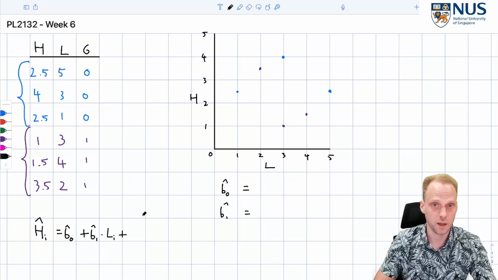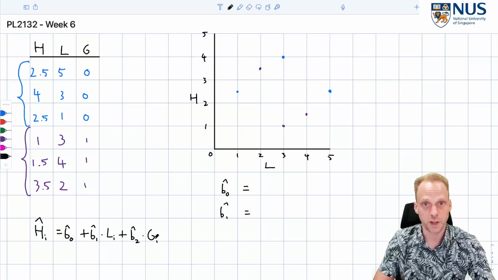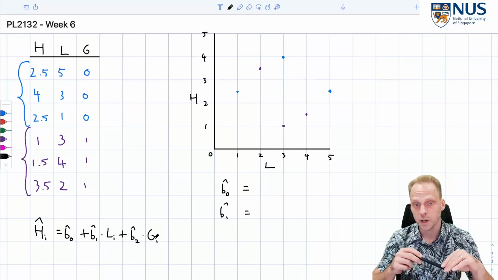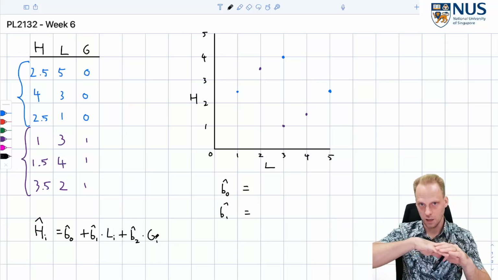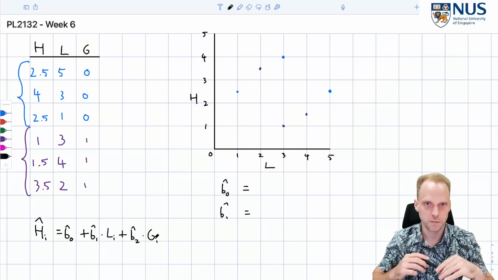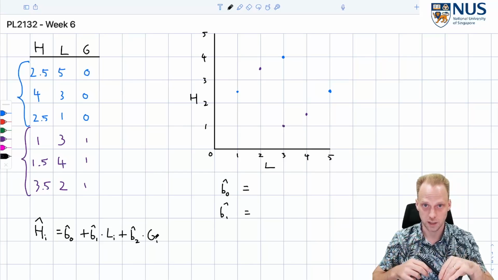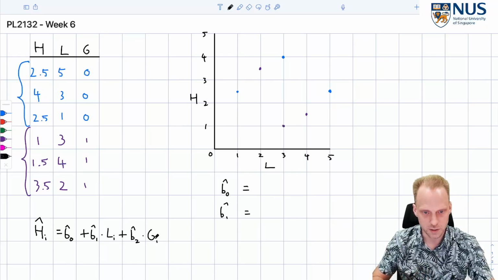Now I can form a multiple regression model where I add a second parameter times the group membership of the data point. The moment you add a second predictor, you're no longer fitting a line. You're fitting a surface in three-dimensional space. You can see it like that. But since here the predictor is only 0 or 1, for each of those values we can still see it as a line, which makes it easier because we can make a simpler picture here.